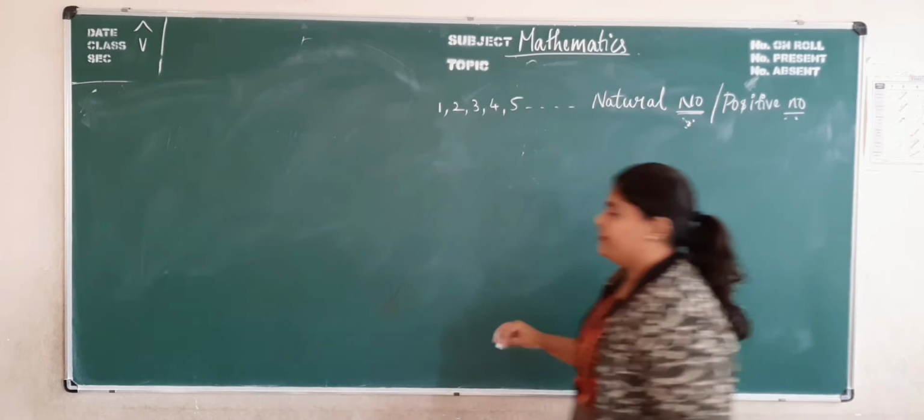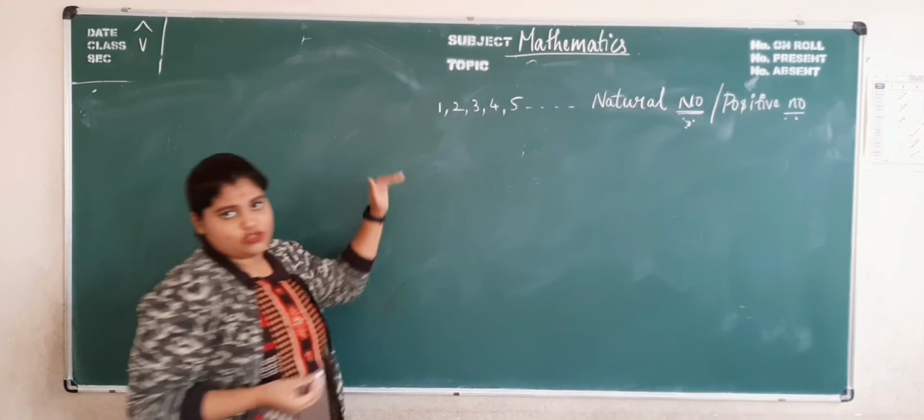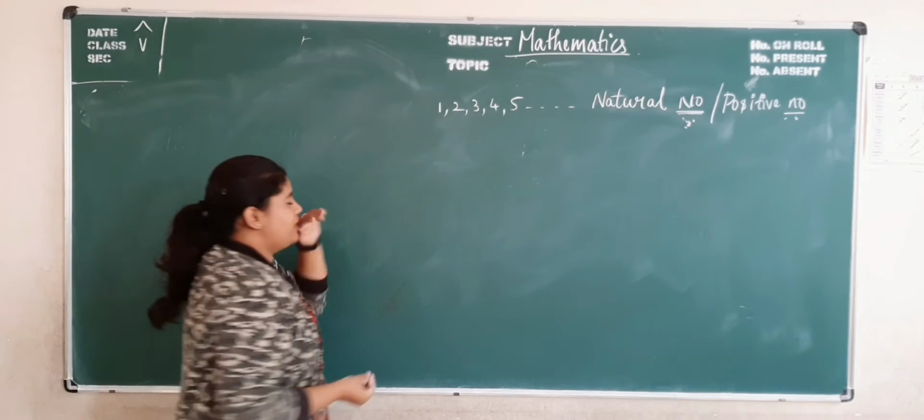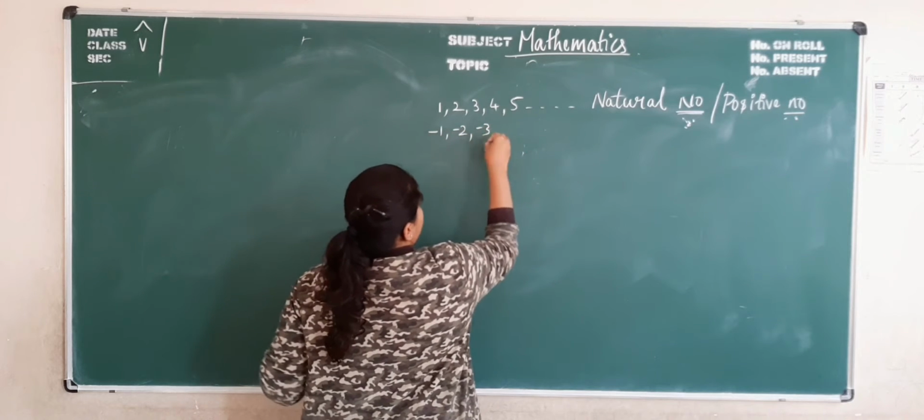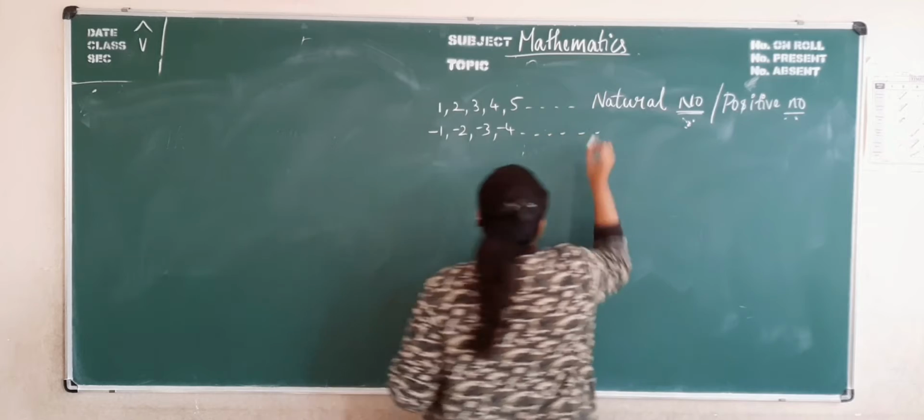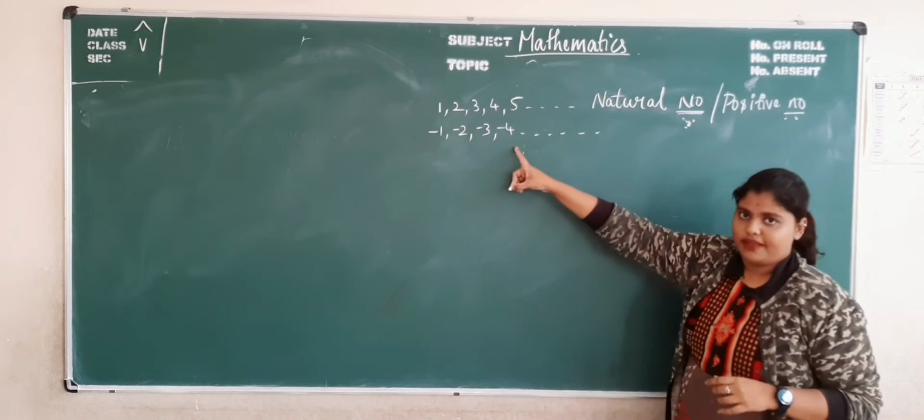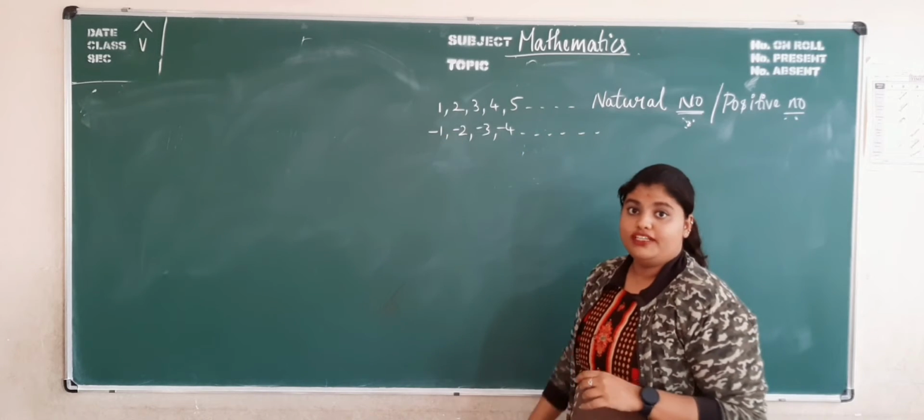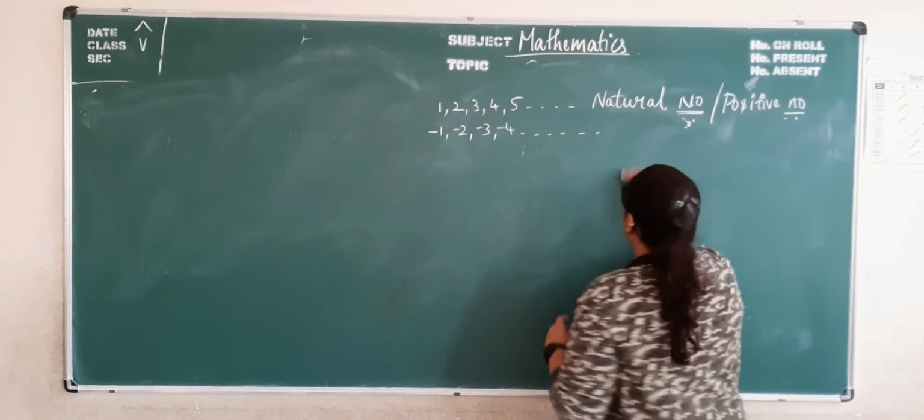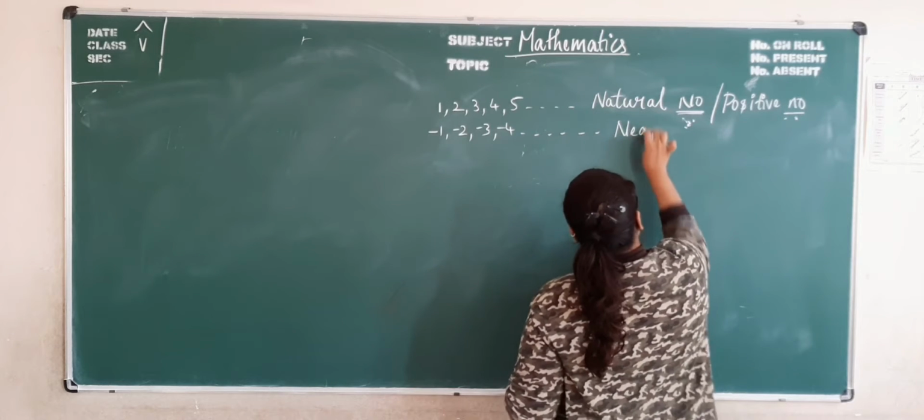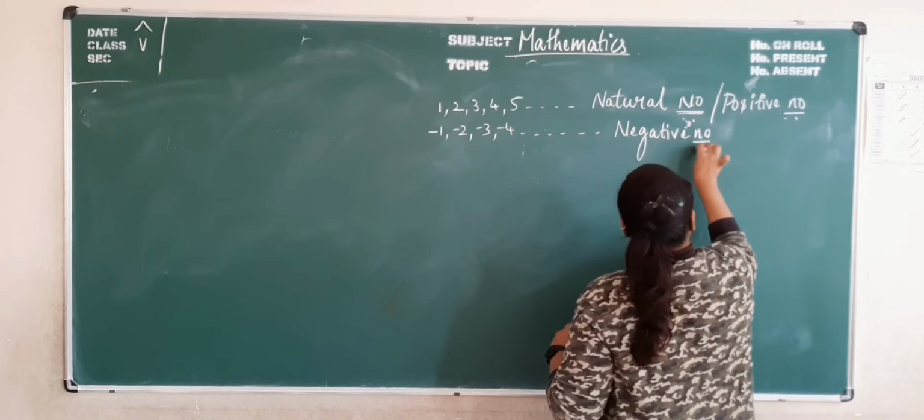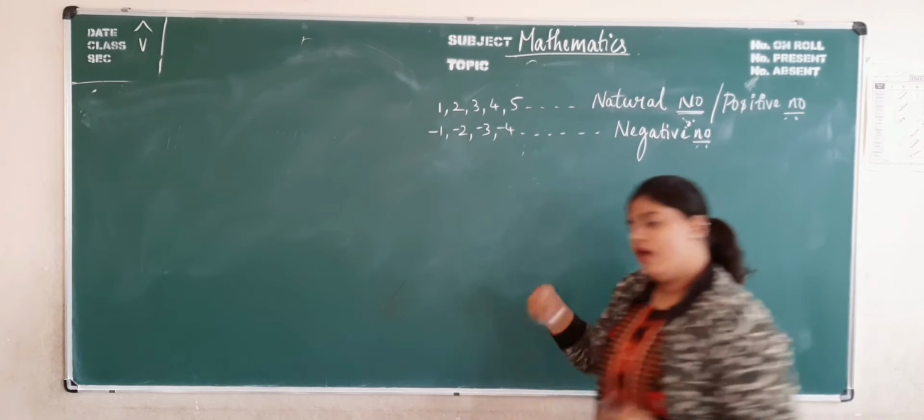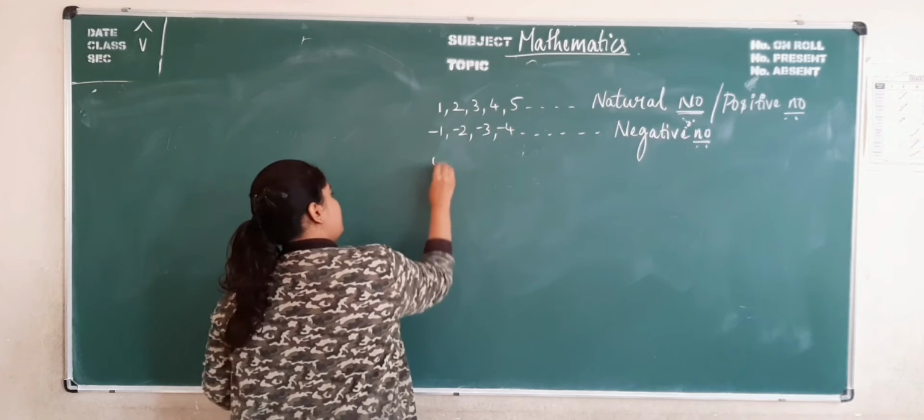Okay. Now I will write the next series of numbers. Find out what type of numbers they are. So -1, -2, -3, -4, and so on. What type of numbers are these? They have a minus sign. So they are negative numbers.